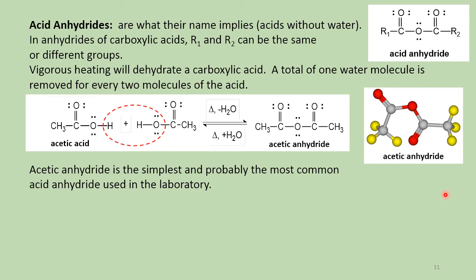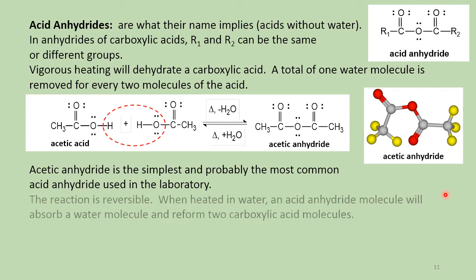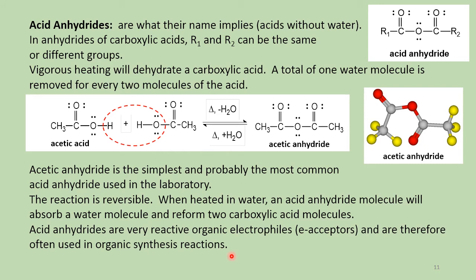Acetic anhydride is probably the simplest and most common acid anhydride used in the lab. This reaction, you may have noticed, is reversible. When you take an anhydride and heat it with water, then the water molecule will add, forming 2 carboxylic acids. Acid anhydrides are very reactive organic electrophiles, meaning electron acceptors. They are therefore often used in organic synthesis reactions.